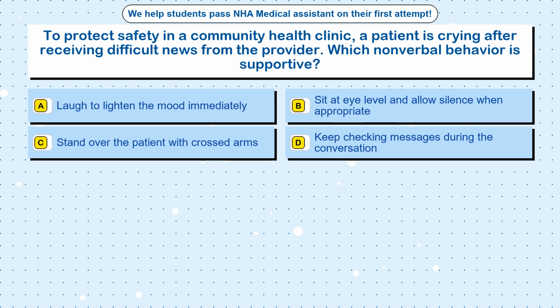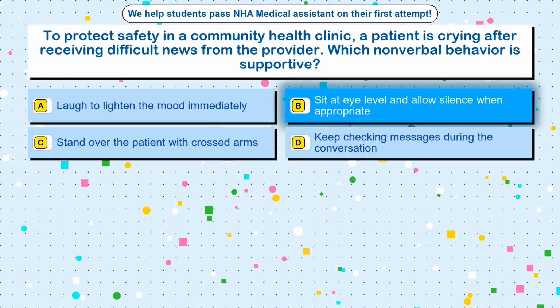Question 73. To protect safety in a community health clinic, a patient is crying after receiving difficult news from the provider. Which nonverbal behavior is supportive? Option A. Laugh to lighten the mood immediately. Option B. Sit at eye level and allow silence when appropriate. Option C. Stand over the patient with crossed arms. Option D. Keep checking messages during the conversation. The correct answer is option B.